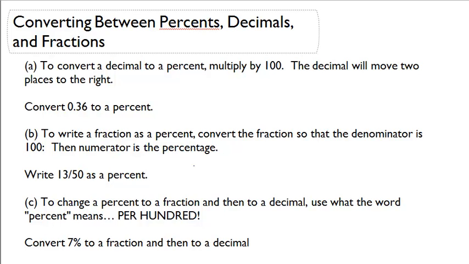Converting between percents, decimals, and fractions. In this unit, we'll be looking at percentages, and we'll be looking at trying to figure out how we can convert percents between decimals and fractions.